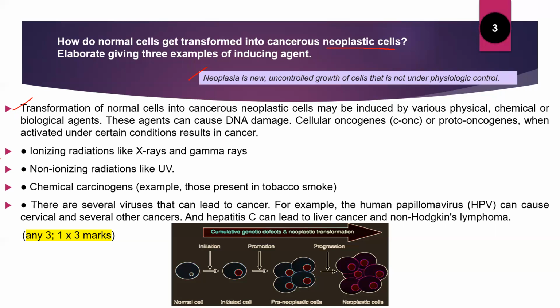You can mention ionizing radiations like X-rays and gamma rays. Then you have non-ionizing radiations like UV. Then there are a lot of chemical carcinogens, for example those present in tobacco smoke. Also, please note there are several viruses that can lead to cancer. For example, the human papilloma virus can cause cervical and several other cancers, and also hepatitis C can lead to liver cancer and non-Hodgkin's lymphoma. That's it.